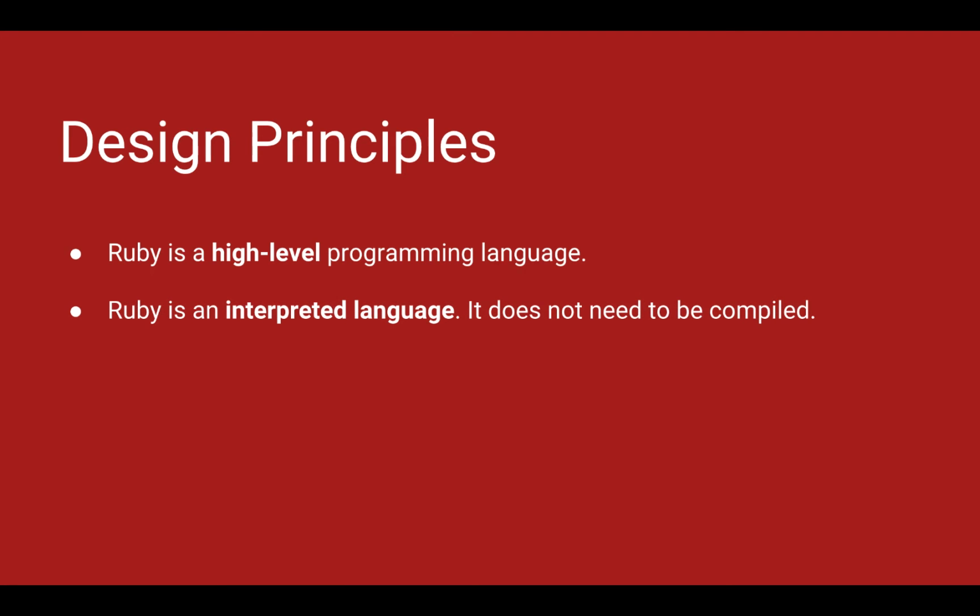Ruby is also an interpreted language. The contrast or the comparison to that is a compiled language, and examples of compiled languages include Java and C++. What this means is that Ruby's code is executed at runtime, so whenever you run a file, that's when the Ruby interpreter, as we call it, runs through the file and executes your commands. It doesn't need to be compiled before it is run.